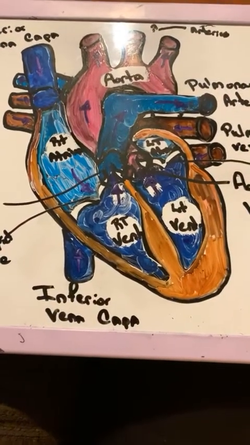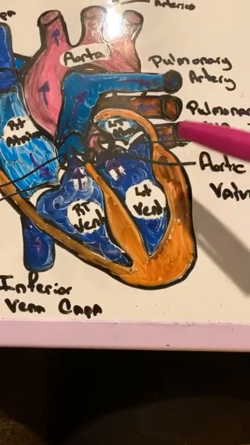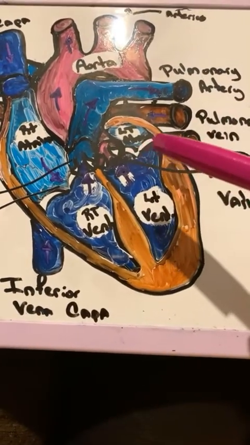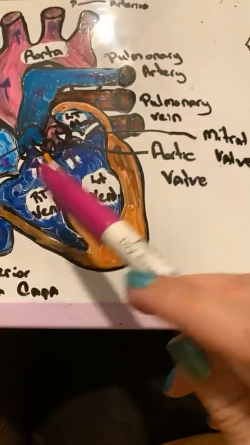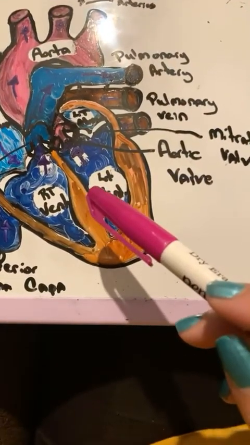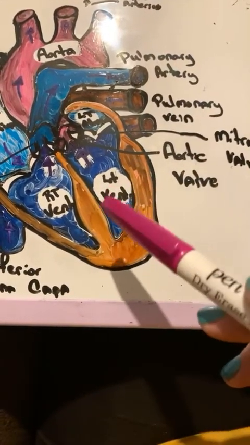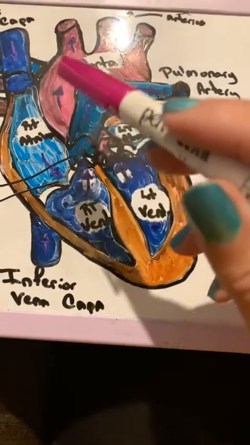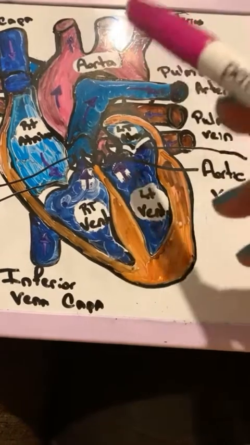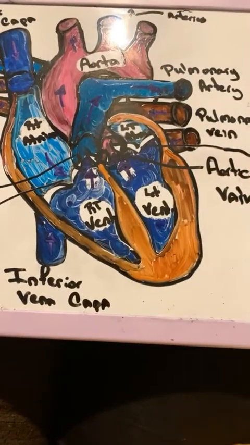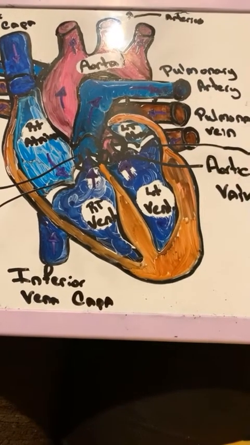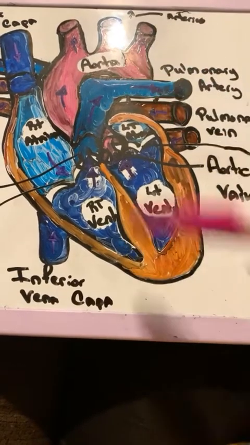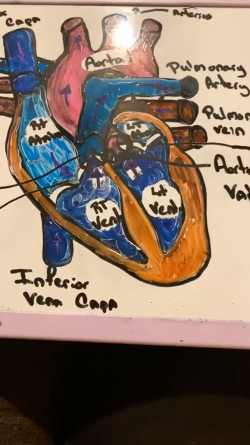And then once it picks up the oxygen from the lungs, it comes back in through the pulmonary veins to the left atrium. It'll go through that mitral valve to the aortic or left ventricle. And then in the left ventricle, it'll travel through the aortic valve through the aorta, which then will send it to the arteries and eventually throughout the body to share the oxygen and nutrients with the rest of the cells in our body.